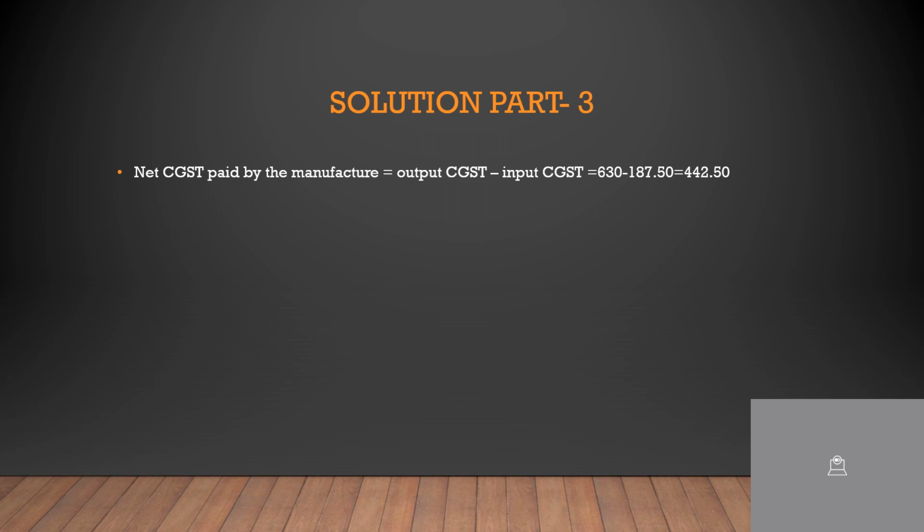Last part of the question, that is number 4. Number 4 is the amount paid by the dealer for the finished product. That means here the net SGST paid by the manufacturer will be equal to output SGST minus input SGST, which is equal to 630 minus 187.50, which is equal to 442.50.